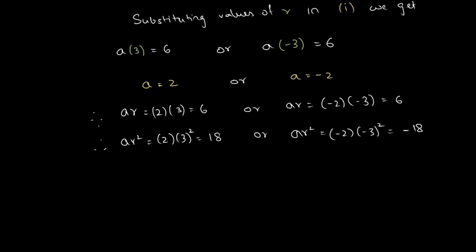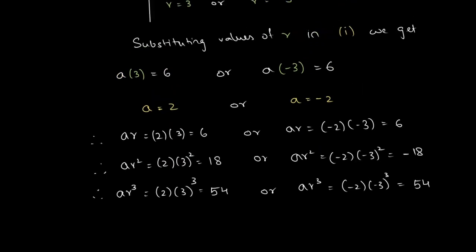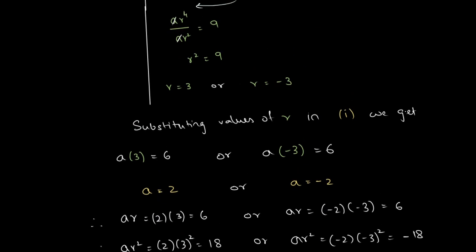Let's also find the fourth term and then we can write our GP out. The next term would be ar cube, my bad, the fourth term is ar cube, which is 2 into 3 cube, so that will be 54, or in this case ar cube would be negative 2 into negative 3 cube, which will give me 54 again. So I have found the geometric progressions. That's two situations because the value of r could either be plus 3 or minus 3.